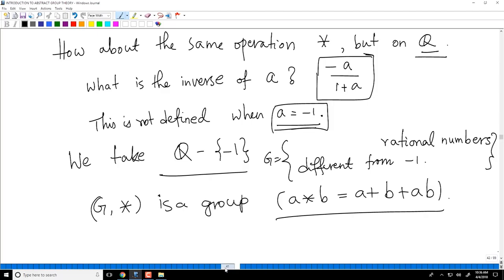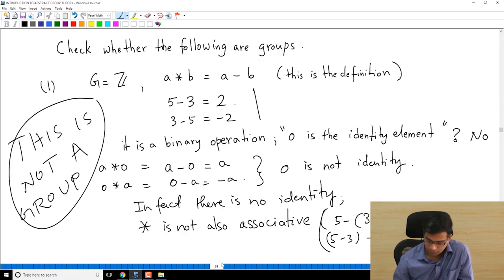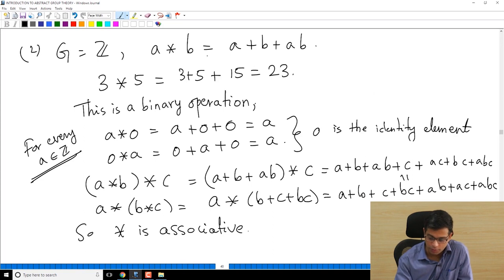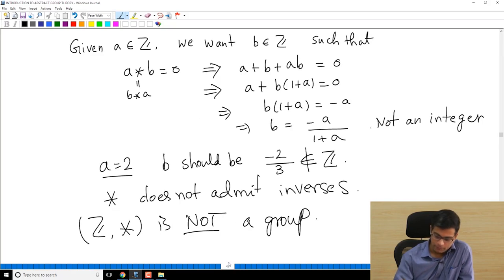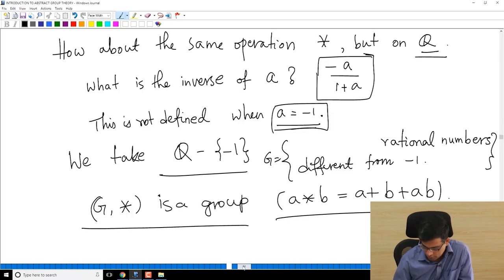Okay, so this example is a good example to keep in mind, because we started with Z under this operation. We saw that it is a binary operation, it has an identity element, it is associative. However, it does not have inverses in Z. So, if you enlarge your set and consider all rational numbers, then it has inverses except when we are looking at minus 1. So, we have removed it from the set and we only looked at rational numbers different from minus 1. Then (G, star) is a group. Okay. So, sometimes we have to add more elements, sometimes we have to delete some elements in order to obtain a group.